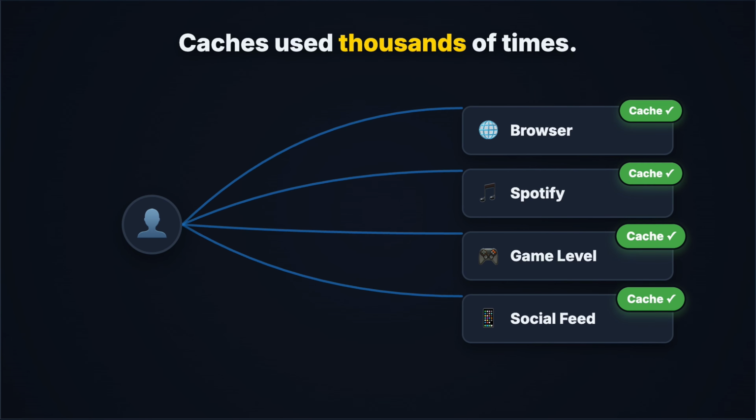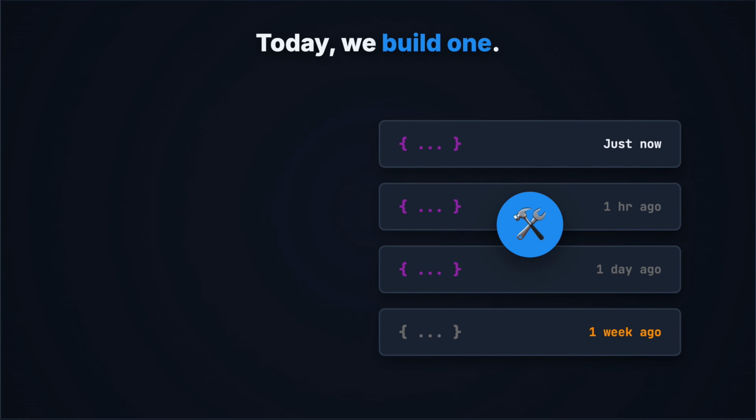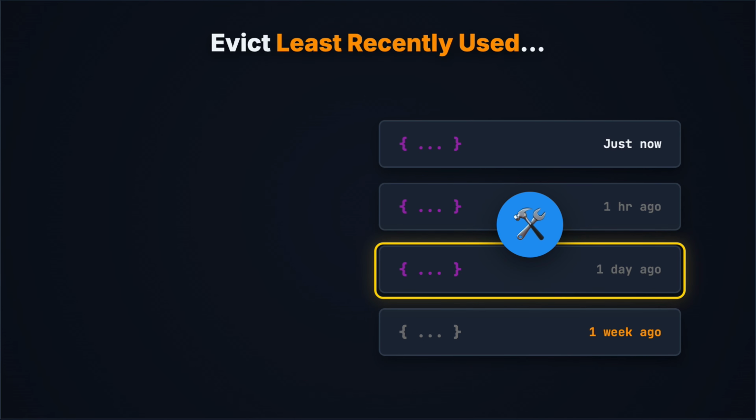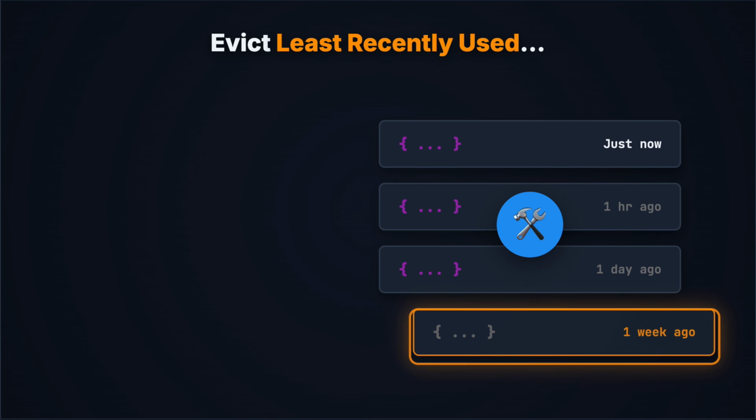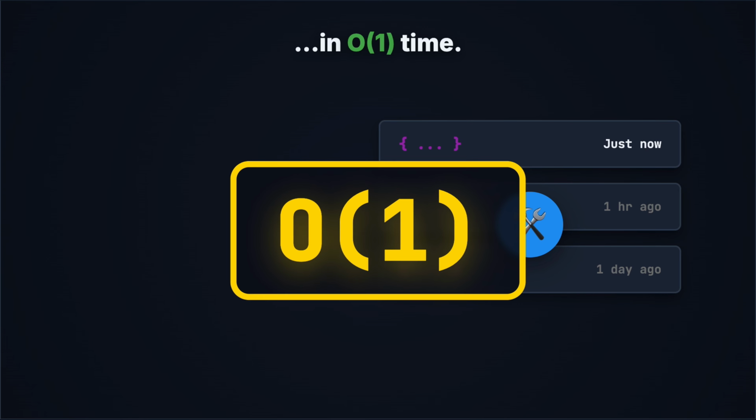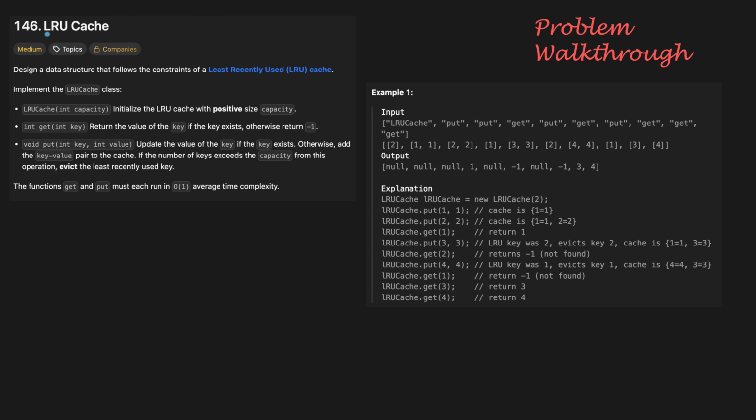You've probably used caches thousands of times. Today, we're going to build one. Specifically, one that always evicts the least recently used item in O(1) time. This is a classic LeetCode medium design problem, LRU Cache, problem 146.